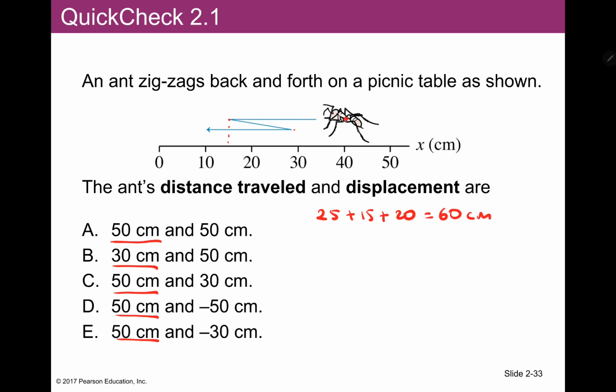Now displacement. What was the definition for displacement? Final position minus initial position. So S final minus S initial. This is displacement, yes? So final position is 10, initial position is 40, so it's minus 30 centimeters. So here we have a correct answer, minus 30 centimeters. So I think there is a mistake. This should be 60 centimeters.